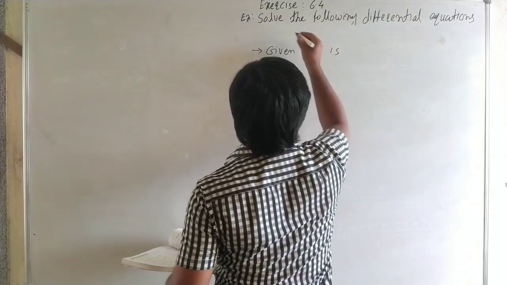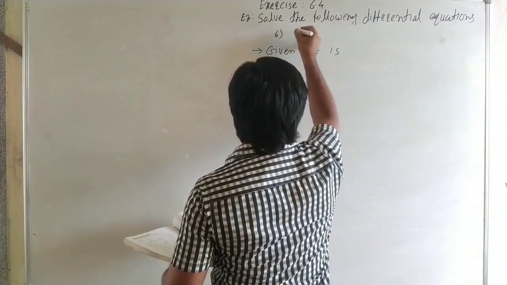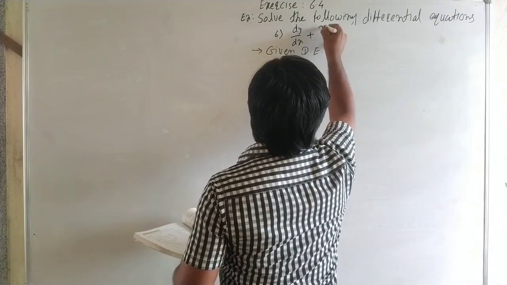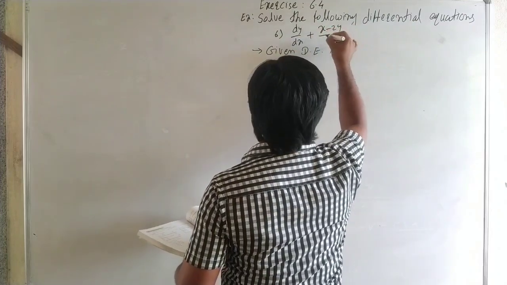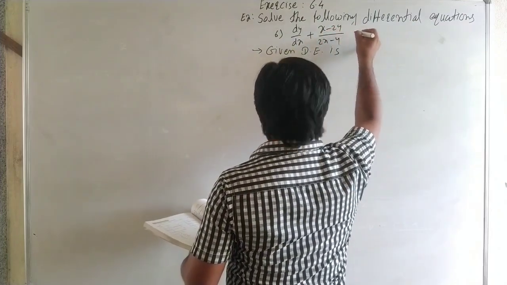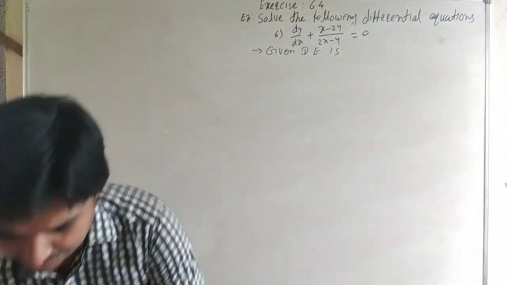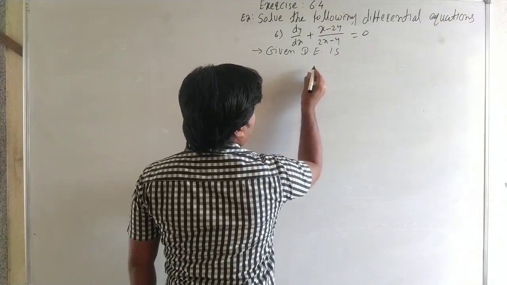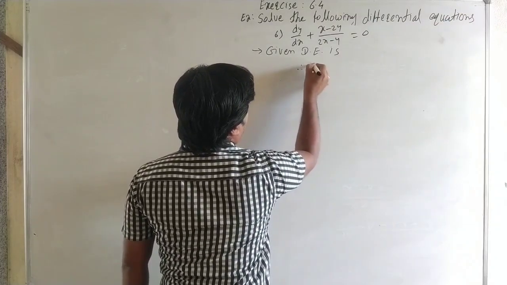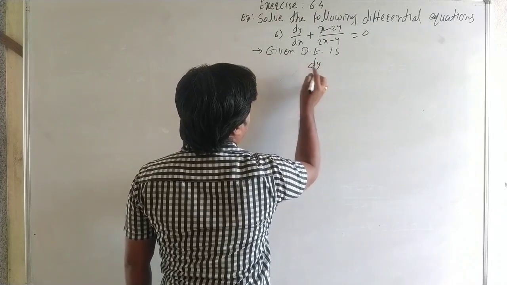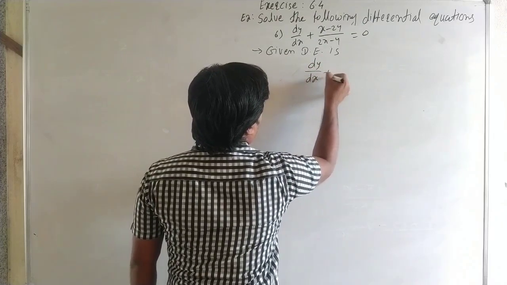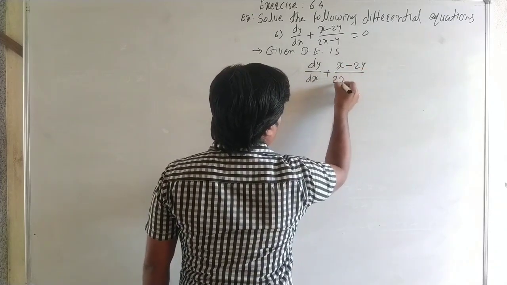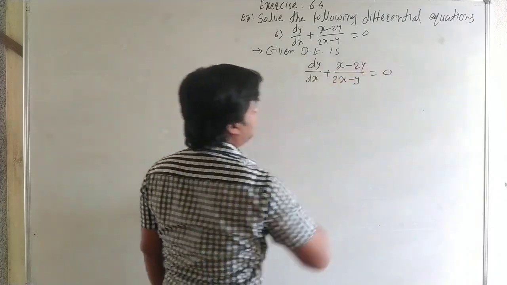Next, example number 6. dy by dx plus x minus 2y upon 2x minus y is equal to 0. Here it is a given differential equation. The given differential equation is dy by dx plus x minus 2y upon 2x minus y is equal to 0. It is a given differential equation.